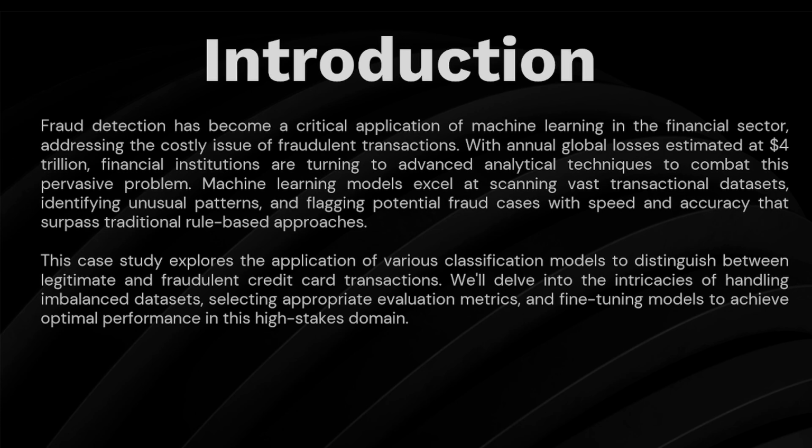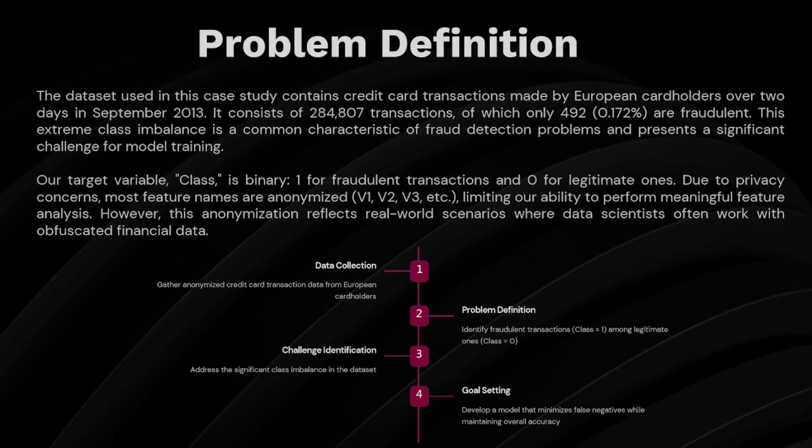We will delve into the intricacies of handling imbalanced data, selecting appropriate evaluation metrics, and fine-tuning the models to achieve optimal performance. Let us start with the introduction to the dataset. This case study uses credit card transactions from European cardholders over 2 days in September 2013. Out of 284,000 transactions, only 492 are fraudulent, resulting in a highly imbalanced dataset. This imbalance presents a challenge for training the models as we need to avoid underrepresenting the minority class.